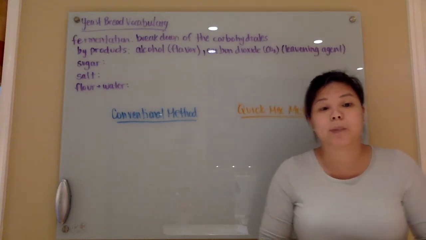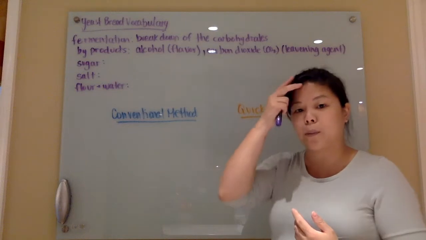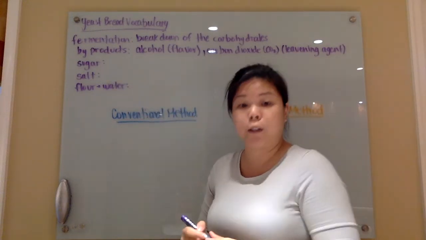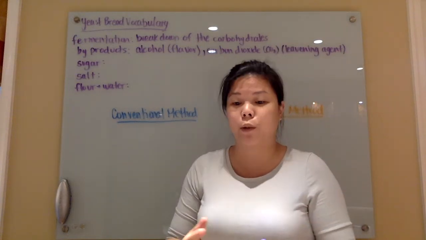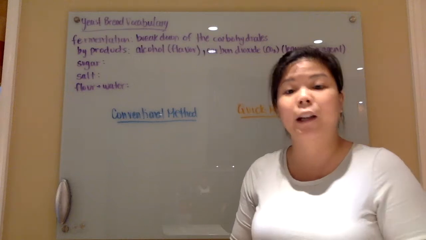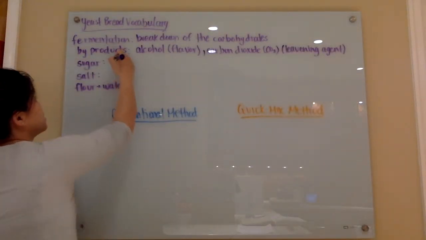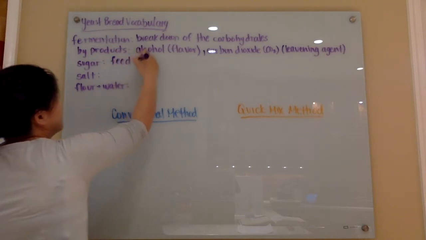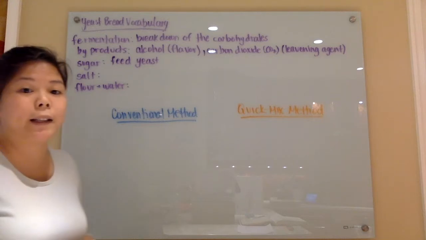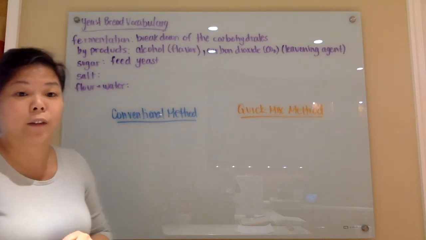When we do make yeast breads, there are some key ingredients that we use to help with the production of our yeast breads. One of the first ones is sugar. So this could be in the form of granulated sugar, brown sugar, honey, maple syrup, agave, whatever it is. But this sugar that we use helps to feed our yeast. So in order for my yeast to grow and to create that carbon dioxide, I need to feed it. And so the sugar is what the yeast feeds off of.